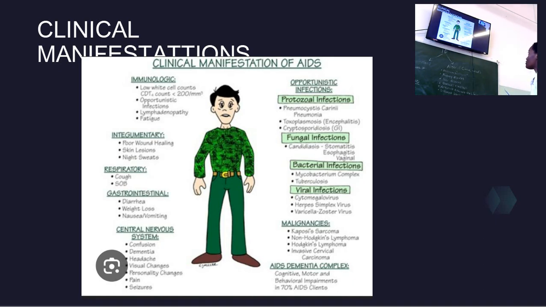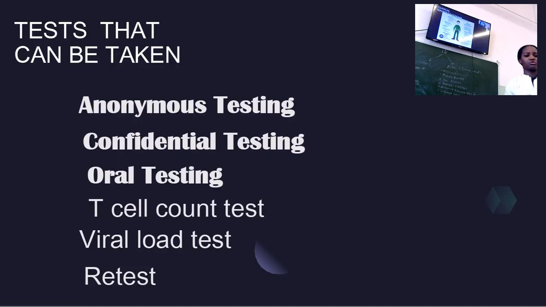And then for viral infections, we have cytomegalovirus and herpes simplex virus. For bacterial infections, we have mycobacterium avium complex and tuberculosis. For fungal infections, we have candidiasis, stomatitis, esophagitis, and vaginal infections. And for protozoa, it is pneumonia, basically pneumocystis pneumonia.